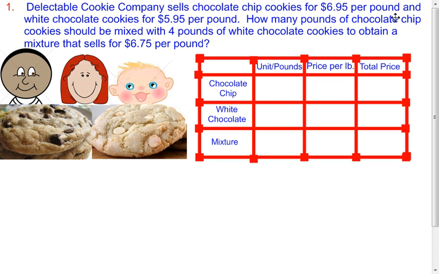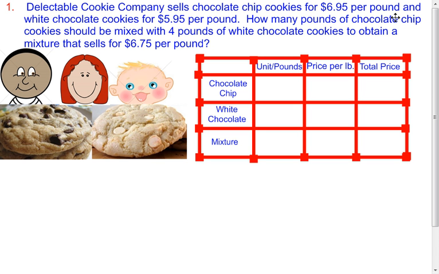Delectable Cookie Company sells chocolate chip cookies for $6.95 per pound and white chocolate cookies for $5.95 per pound. How many pounds of chocolate chip cookies should be mixed with 4 pounds of white chocolate cookies to obtain a mixture that sells for $6.75 per pound?